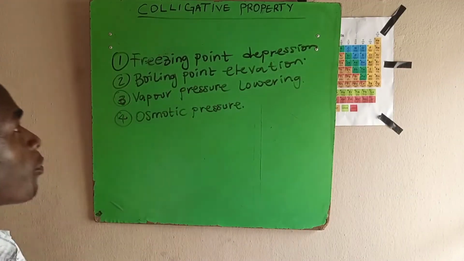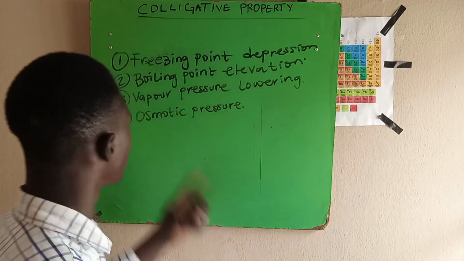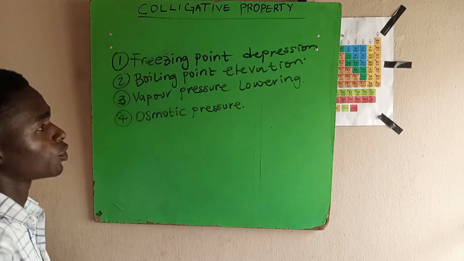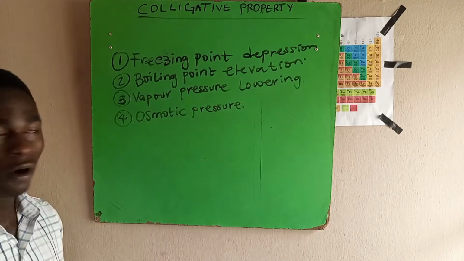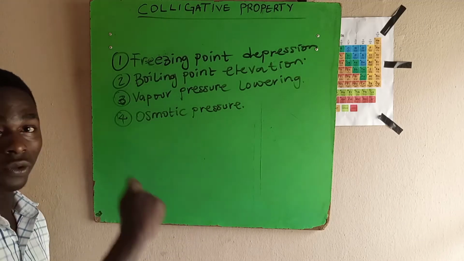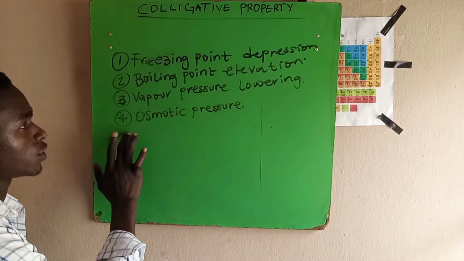We're discussing these four properties under colligative properties. One is the freezing point depression, another is the boiling point elevation, we have vapor pressure lowering, and osmotic pressure. All these four, there will be an effect of the solvent and the solute in each of these four properties.